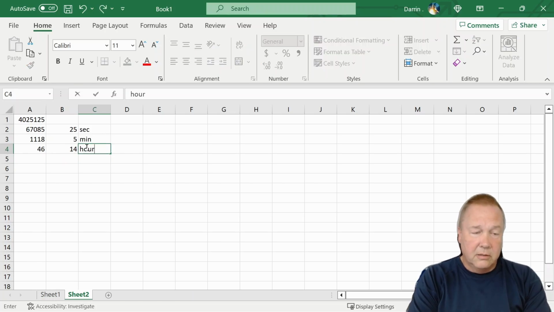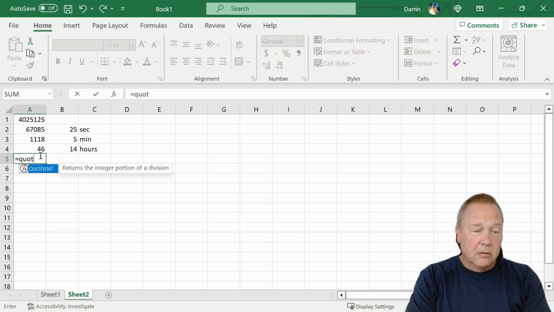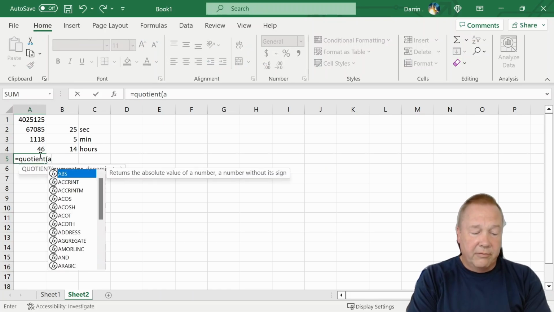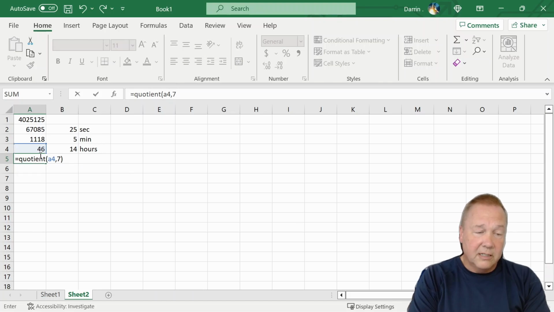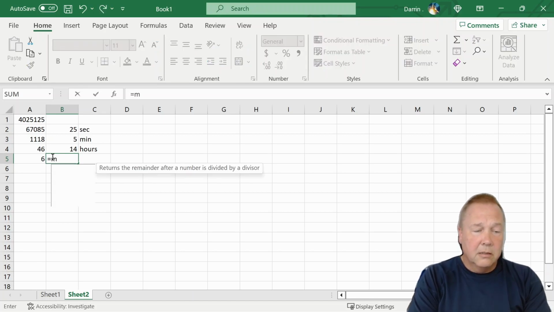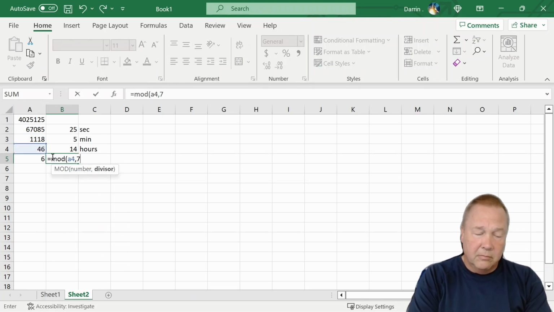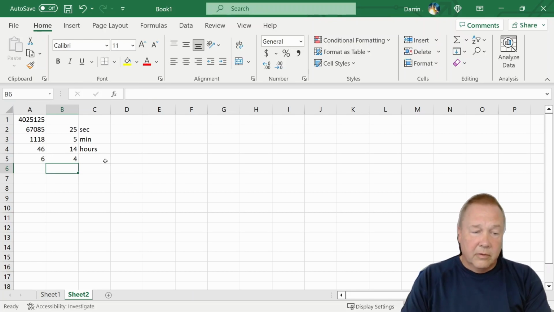And that's 14 hours. And now we want weeks. So we can just do equals QUOTIENT A4 comma 7, because there are 7 days in a week. And then to get the remainder out of that one, to find the number of days, is MOD A4 comma 7. And this is days. And of course, the 6 down there we know was weeks.